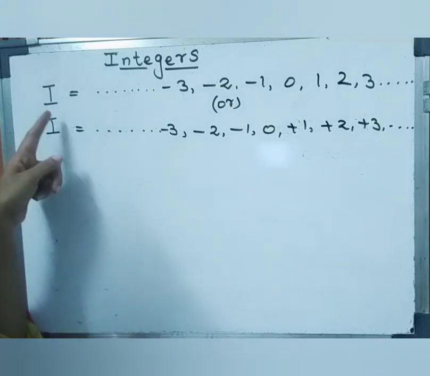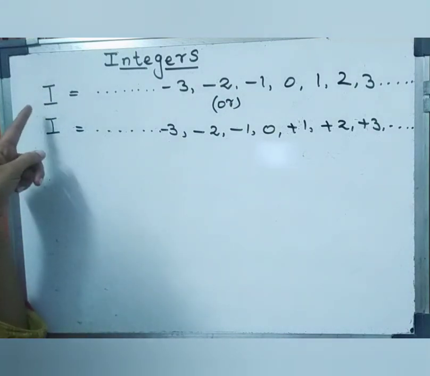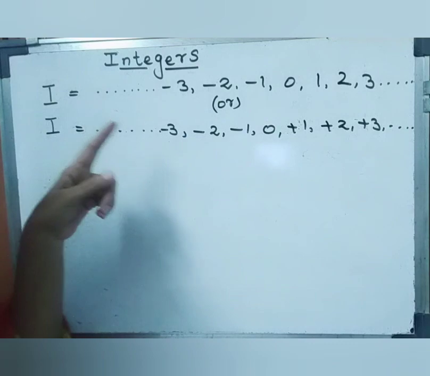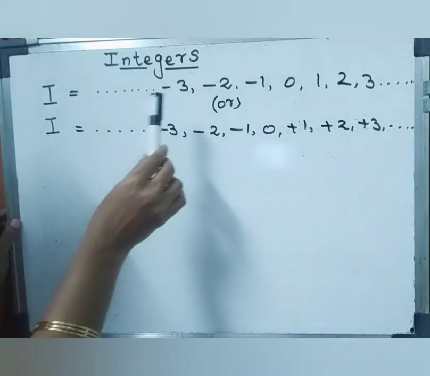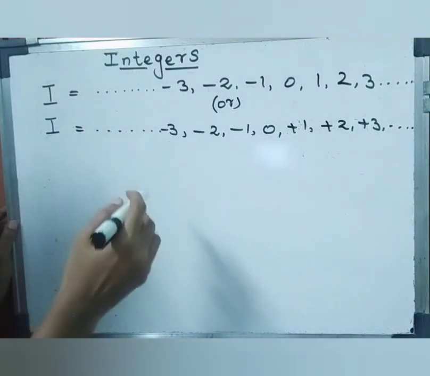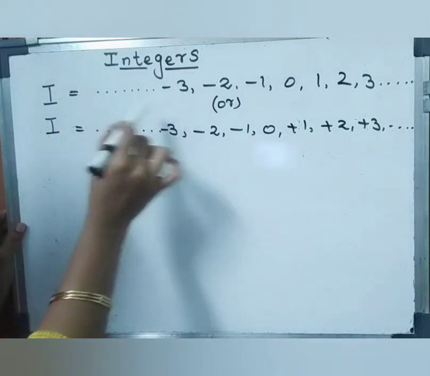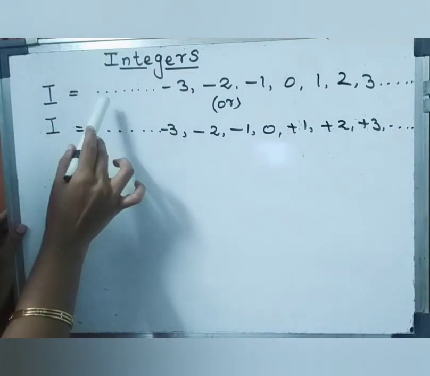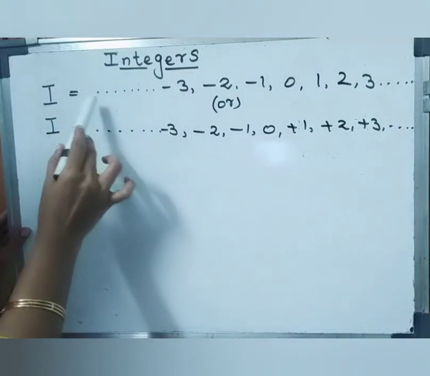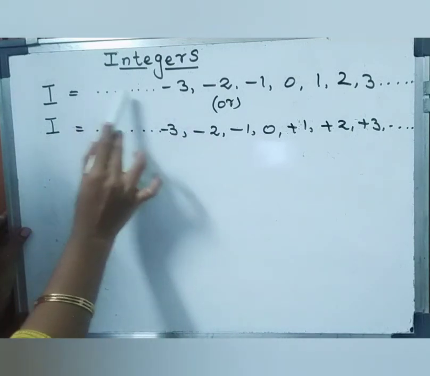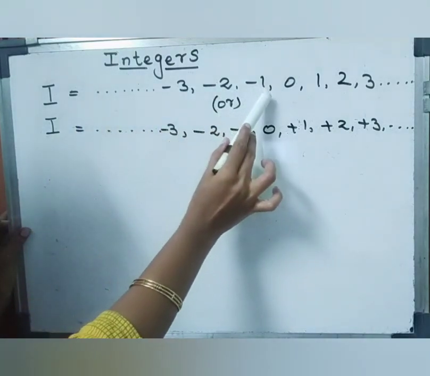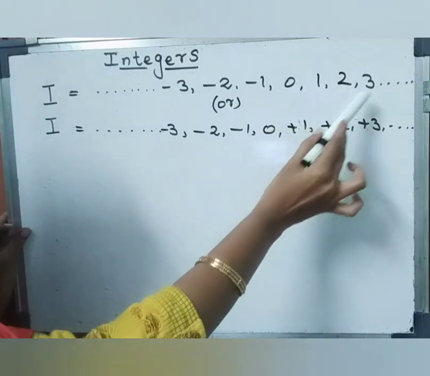Integers are represented by the letter I. So what numbers are we going to write? Positive numbers, negative numbers, 0. First we have to write the negative numbers. They are always smaller, so I am going to start from etc., because uncountable negative numbers we can write. I am not going to mention everything. So etc., minus 3, minus 2, minus 1, 0, 1, 2, 3.